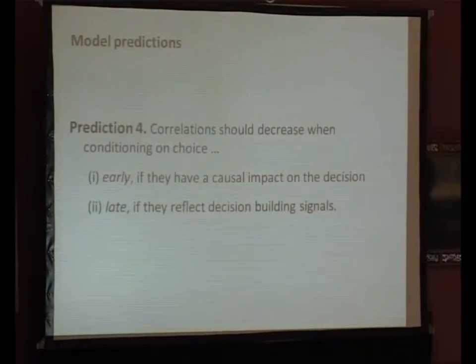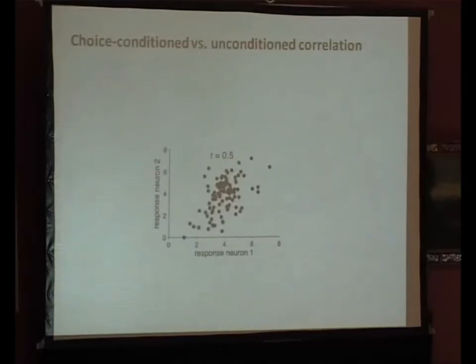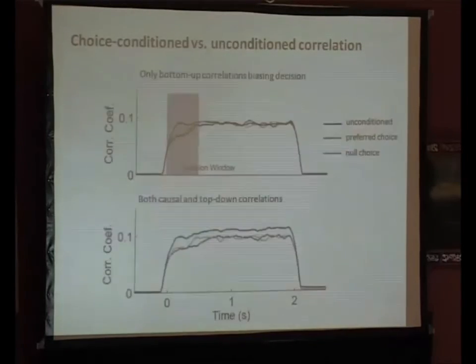Just a few words on why we expect this. If you have a causal impact of the variability of neurons on the choice, then let's assume we have just 2 neurons, a response of neuron 1 and a response of neuron 2. If we consider the sum of the two, then the decision boundary would look like this. Now if I separate the trials depending on the choice, I would have this and this, and then I get smaller correlations, just because of the separation that I do here. Whereas the overall correlation was 0.5, now if I do this separation, I will get 2 lower values. If I do this in the model and have only bottom-up correlations biasing the decision, then I would see the difference early. And if I have both causal and top-down correlations, then I would see it throughout.